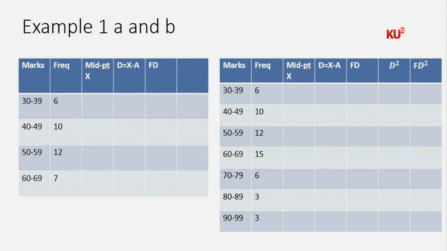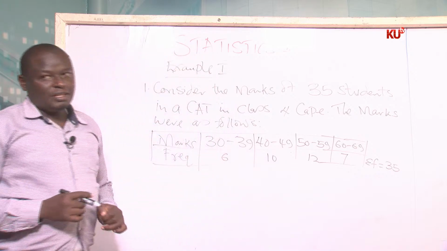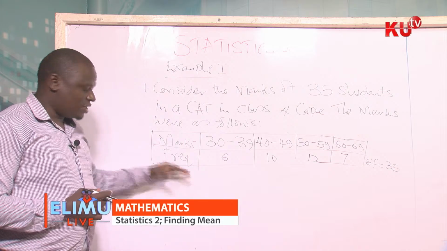40 to 49, we have the first category, we have 6. The next category, we have 10. And the 50 to 59, we have how many? We have 12. And lastly, 60 to 69, we have 7 students. And therefore, if you calculate the sum of frequency, summation of F, you get 35. Now, how do we calculate mean using assumed mean using this data?